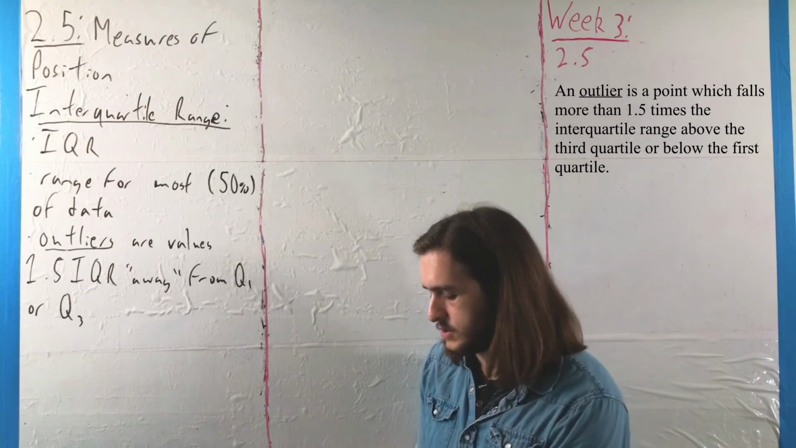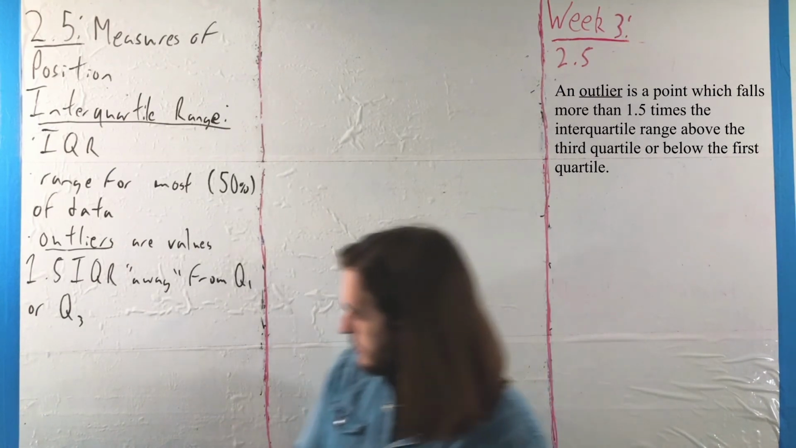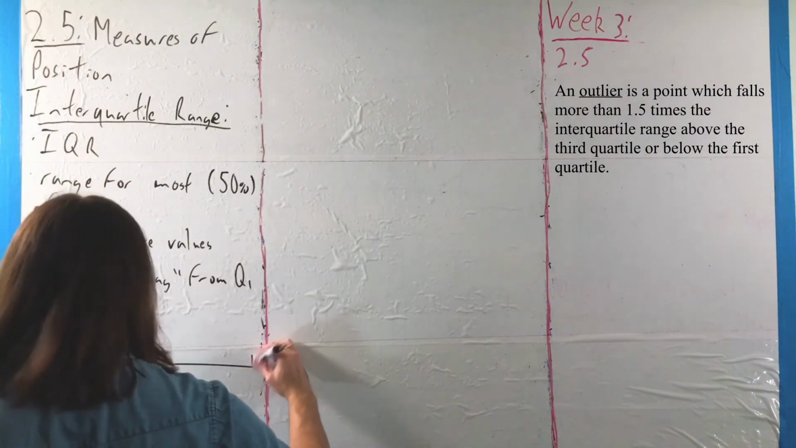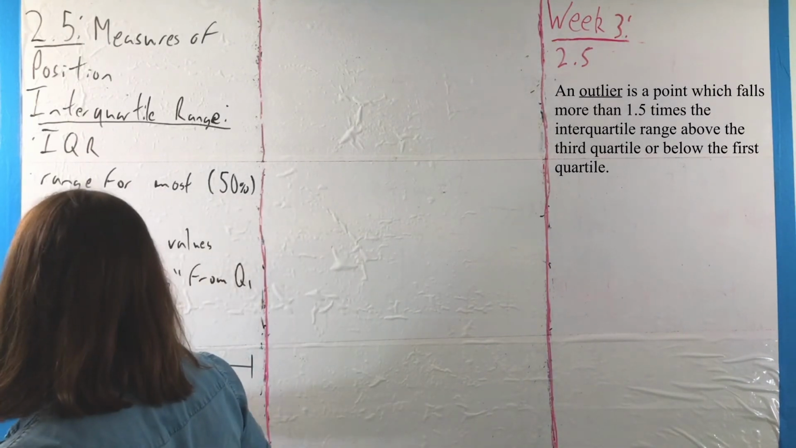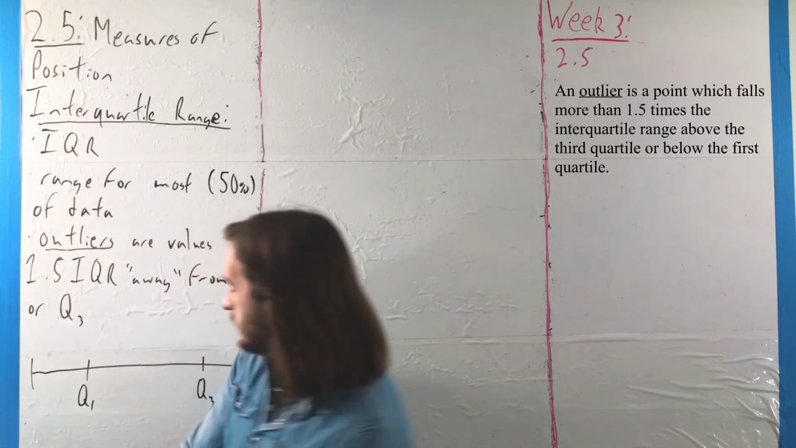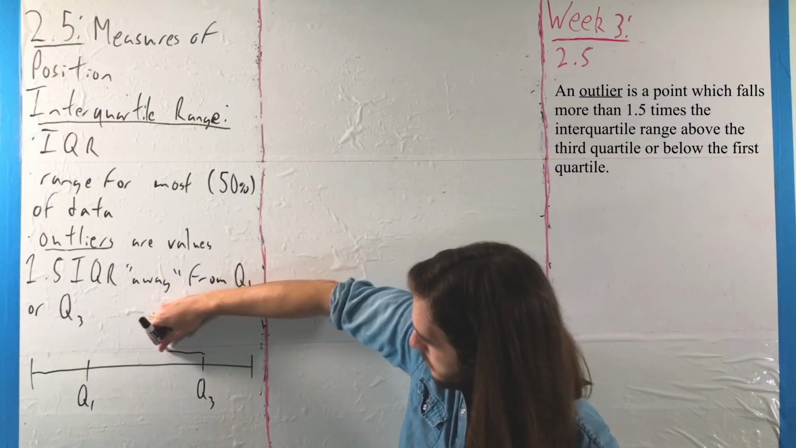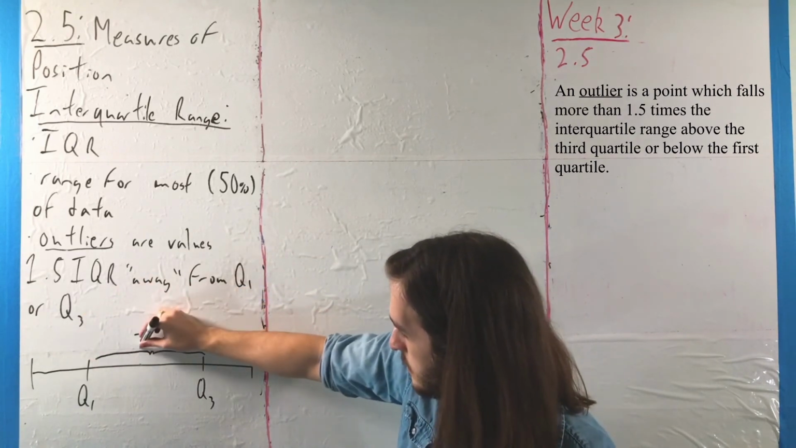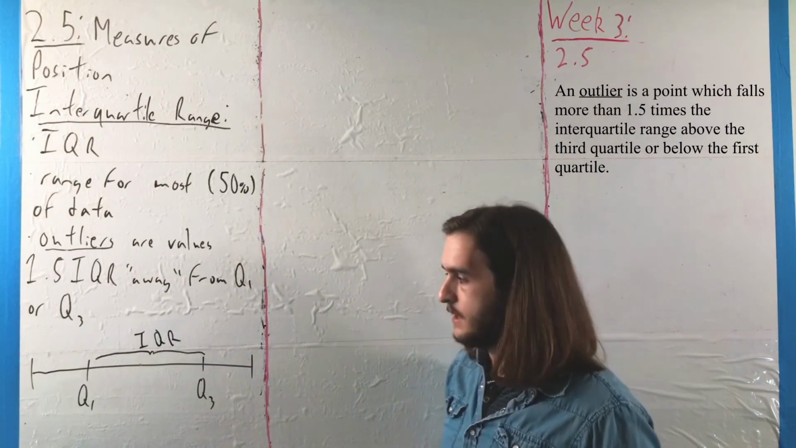So actually, let me just draw a quick picture here to help illustrate the idea. Let's say we have our data set, and it's something like before. We're going to have our value for Q1 down there, and our value for Q3 is over here, and Q2 is somewhere in the middle. This range here is the interquartile range that we're talking about in this context.